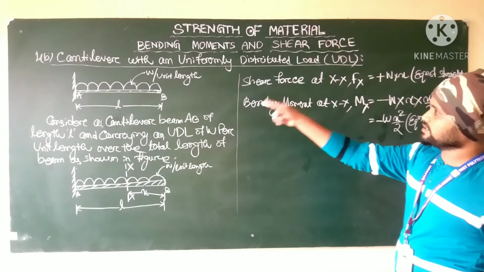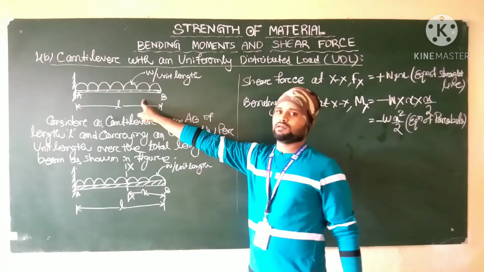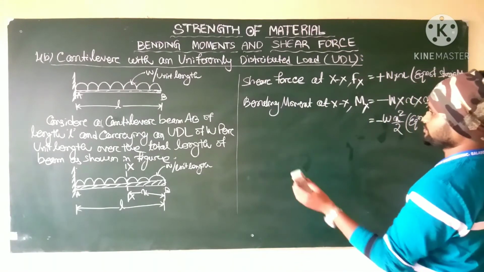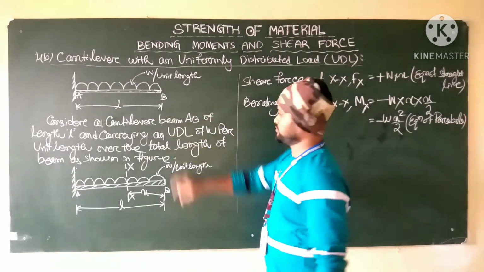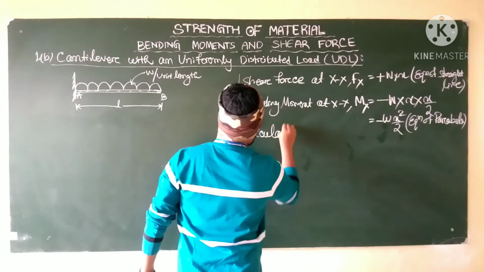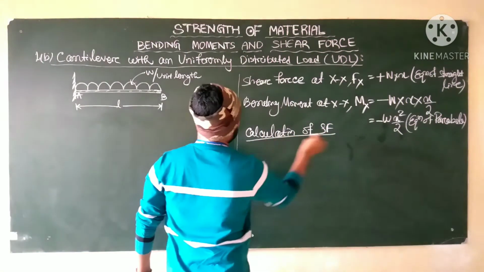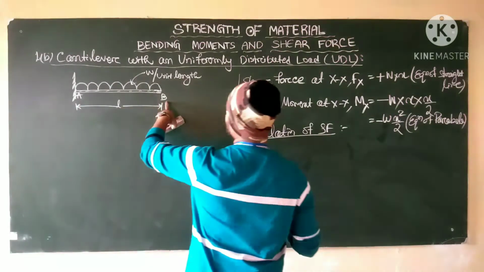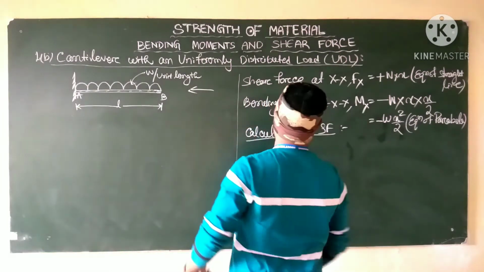Next, using this diagram, we will draw the shear force and bending moment diagram. So for that, again I have to draw this. Next, write the calculation of shear force. First we will calculate the shear force. There will be 2 points, point A and point B. First we will calculate at point B, then A. We will go from the free end B.